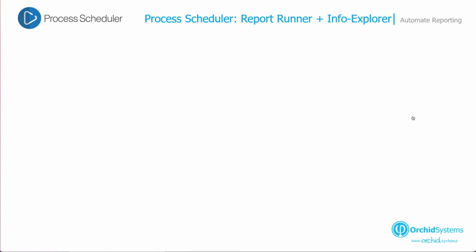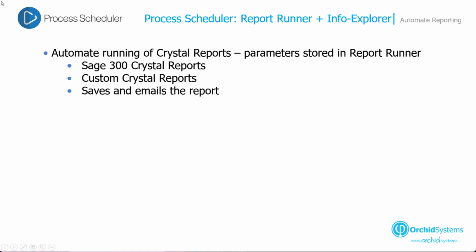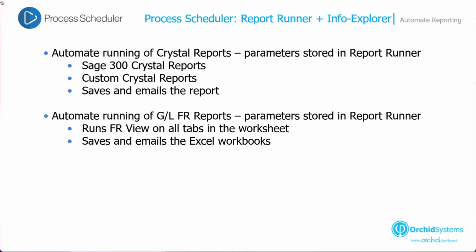Process Scheduler allows you to schedule repetitive tasks in Sage 300, but when used in conjunction with Report Runner and Info Explorer, it allows you to automate Crystal reports. The parameters for the Crystal reports are stored in Report Runner, and then these reports can be scheduled by Process Scheduler. These could be either your Sage 300 Crystal reports or your custom Sage 300 Crystal reports. When run through Process Scheduler, they are saved and emailed as per the configuration.